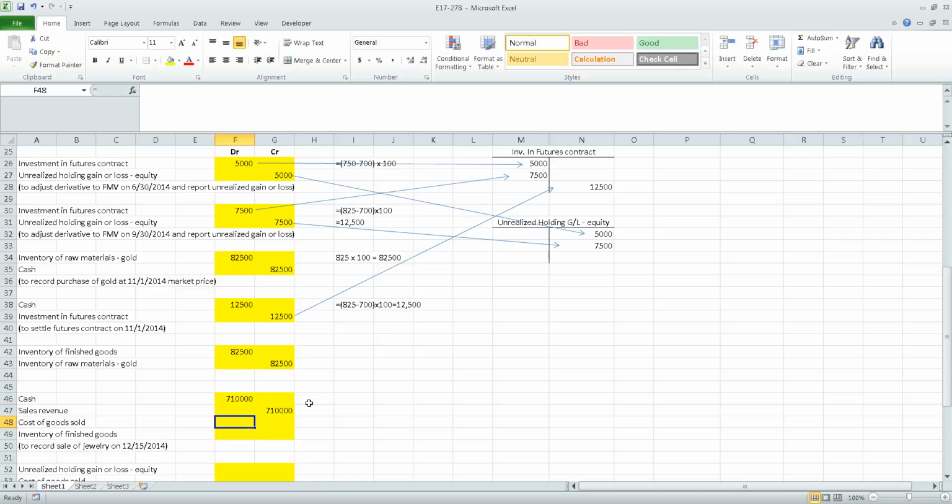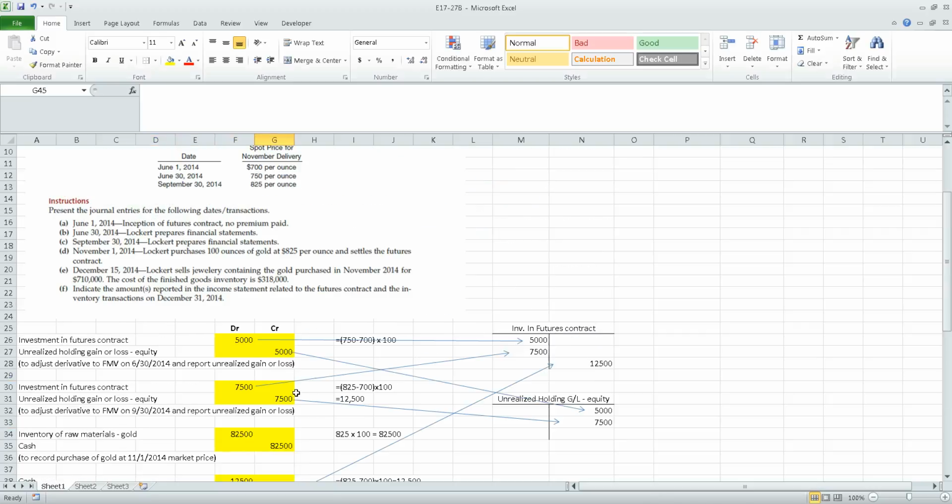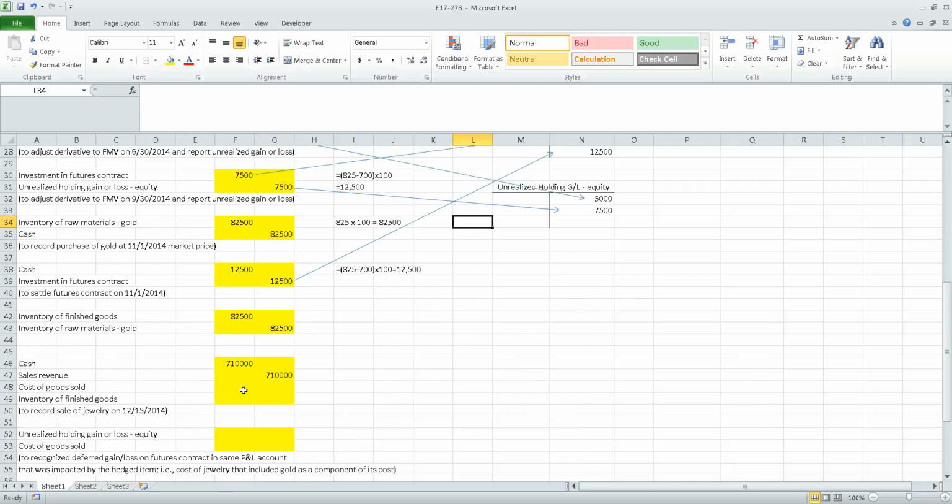And then we're going to transfer from the inventory of finished goods account to cost of goods sold the cost of the jewelry that we sold. And according to the facts of the problem, again, the cost of that jewelry was $318,000. So debit cost of goods sold $318,000, credit inventory of finished goods $318,000.